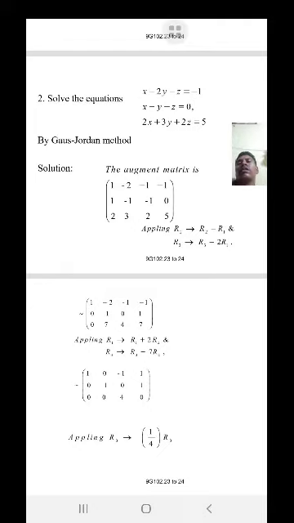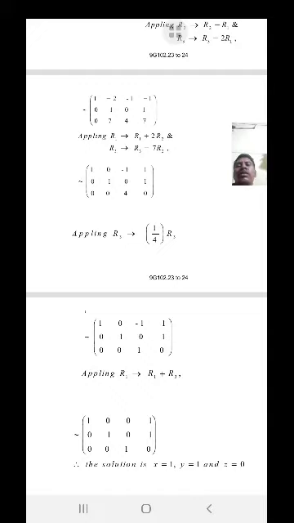That is identically equal to 1, minus 2, minus 1, minus 1, 0, 1, 0, 1, 0, 7, 4, 7. Applying R1 gives R1 plus 2R2, and R3 gives R3 minus 7R2. That is identically equal to 1, 0, minus 1, 1, 0, 1, 0, 1, 0, 0, 4, 0.